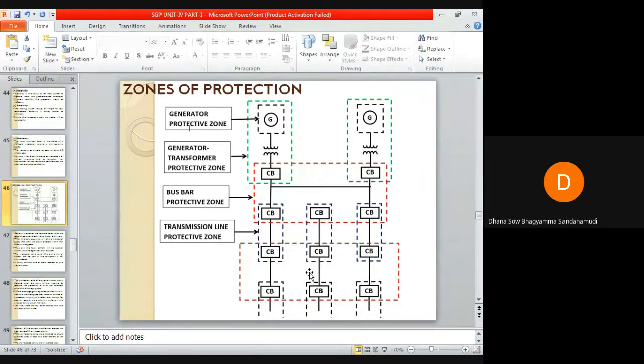Okay, so a zone usually consists of one or more elements of the power system. It may consist of one element. If you see here, in this black dotted box, you can see only a generator, so it is protecting only one equipment. In this green box, you can see a generator and a transformer, so this zone is protecting both the generator as well as the transformer.